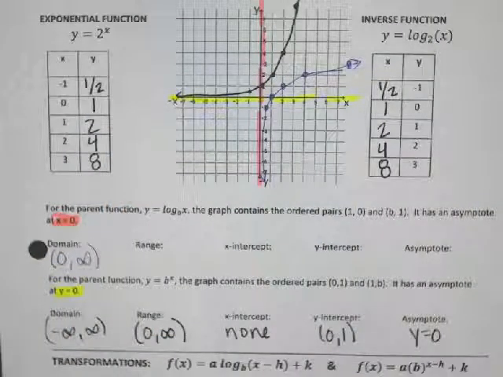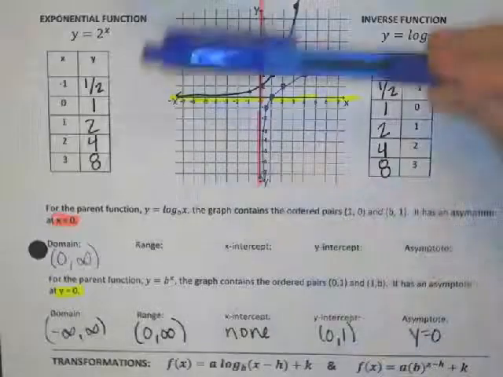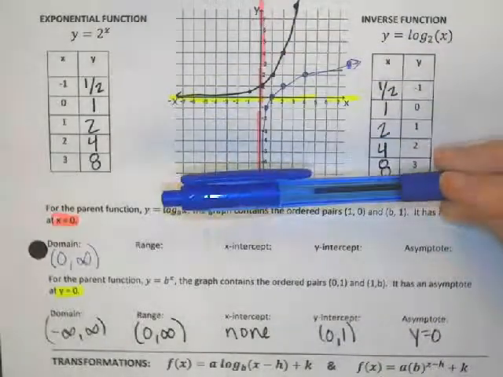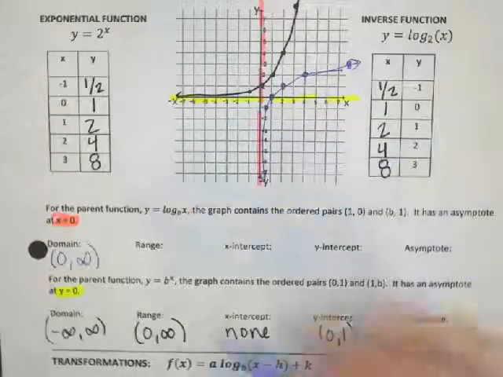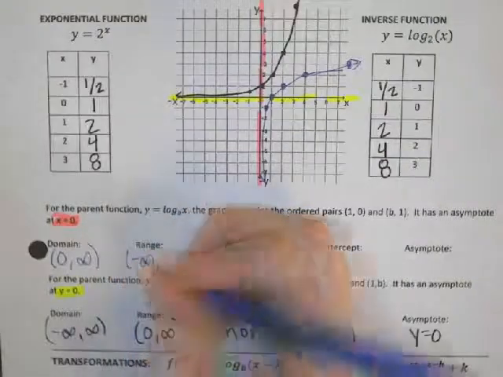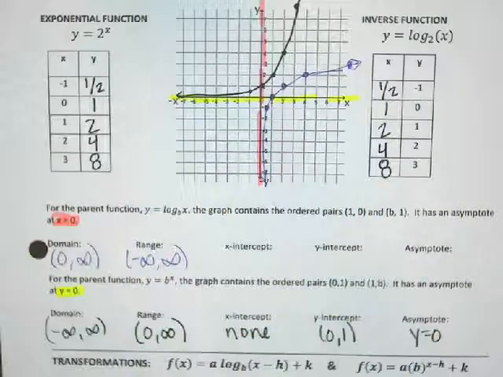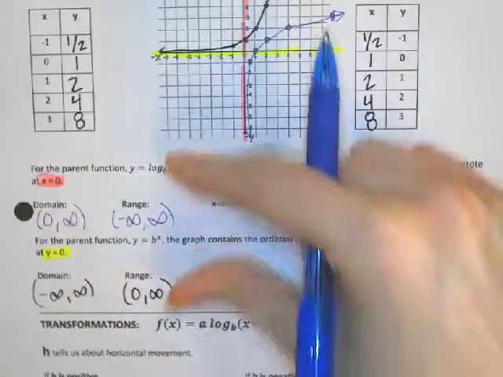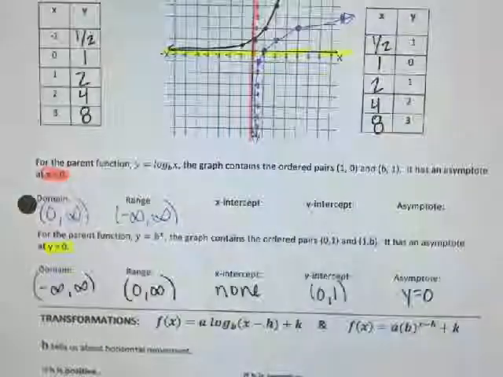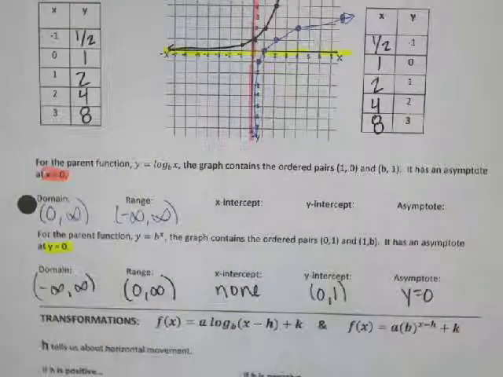What about the range? How far down will it go? Negative infinity. And then how far up? Positive infinity. So stare at the domain and range for a bit. What do you notice about these? They're flipped because they're inverses. The domain becomes the range becomes the domain. X's switch with y's, y's switch with x's.